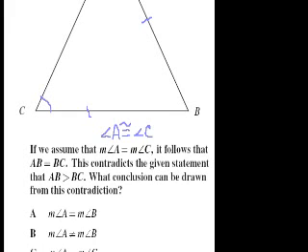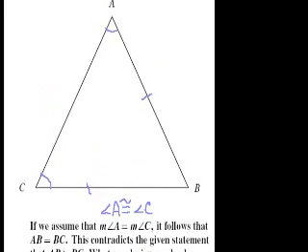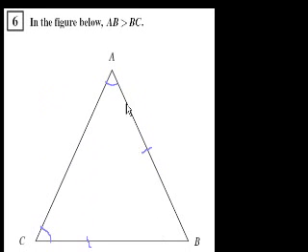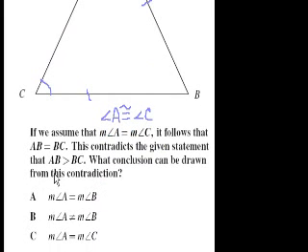Where are they going with this? What conclusion can be drawn from this contradiction? Measure of angle A is equal to measure of angle B? No, that's not the case. I could think of an example. These could both be 30-degree angles, which add up to 60, then this would have to be 120 for them to all add up to 180. So that's definitely not right. Measure of A does not equal the measure of angle B?